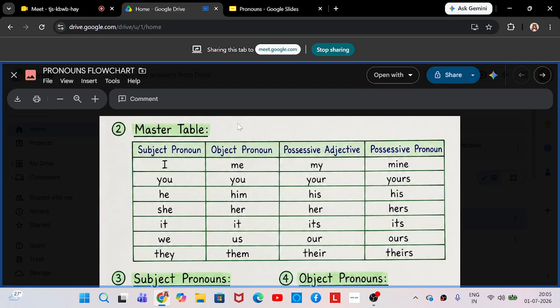Subject pronouns are namely I, you, he, she, it, we, and they. Now the matching objective pronouns for these subjective pronouns are: for I, it is me. For you, it will be the same, you. For he, it is him. For she, it will be her. For it, again, it will be the same, it. For we, it will be us. And for they, it will be them. Okay.